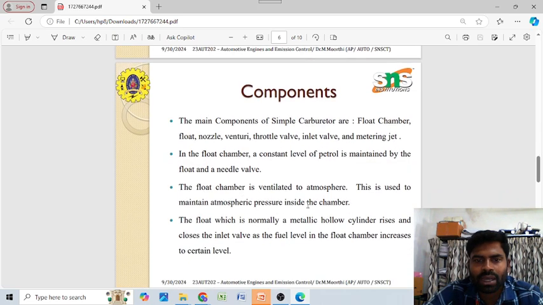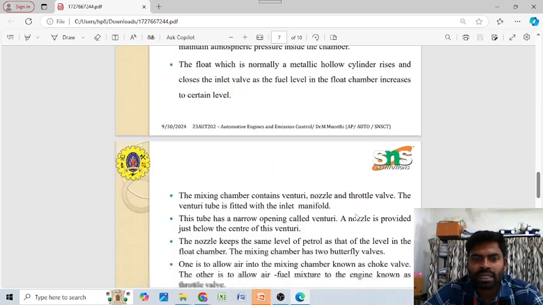We have so many components, and the main components are the float chamber, float, nozzle, venturi, throttle valve, inlet valve, and metering jet. In the float chamber, a constant level of petrol is maintained by the float and the needle valve. The float chamber is ventilated to atmosphere, which is used to maintain atmospheric pressure inside the chamber. The float, which is normally a metallic hollow cylinder, rises and closes the inlet valve as the fuel level in the float chamber increases to a certain level.